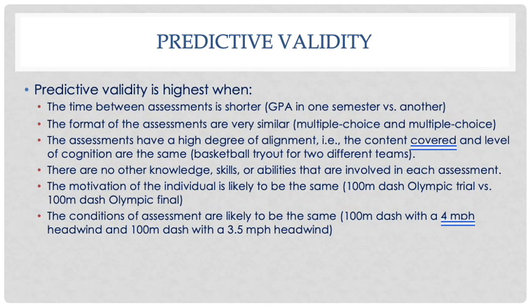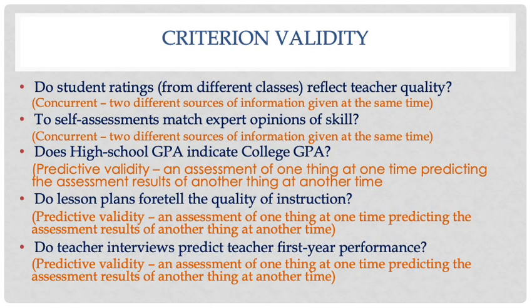If we're thinking about the difference between concurrent and predictive, we could look at different questions. Like, do student ratings reflect teacher quality? We're really getting at the essential question, because both of these are looking at: is this a good teacher? It's a concurrent validity thing. I'm not wondering how this teacher will be in the future. I'm wondering, have they been or are they a good teacher?